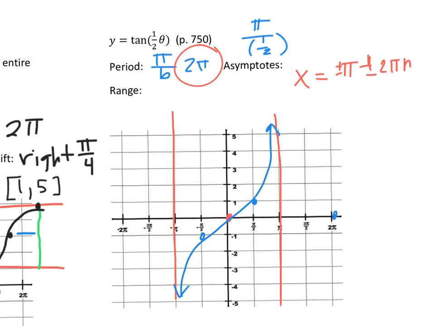And I can continue that pattern. So the next x-intercept right here, let's see. So it looks like this. So x-intercepts are happening every 2 pi. Asymptotes are happening every 2 pi because the period is 2 pi. My range is going to be all real numbers because it's going up and down infinitely.